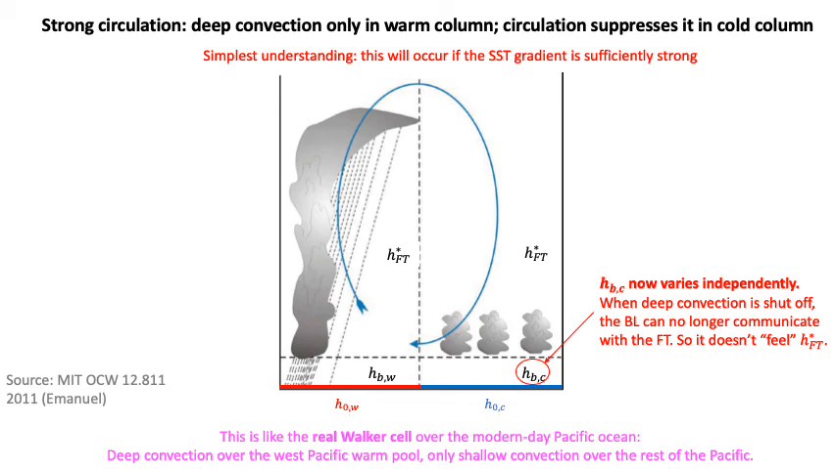And so this is in some sense more like the real Walker cell over the modern day Pacific Ocean, is that most of the deep convection occurs over the West Pacific warm pool, and there's generally a lot of shallow convection over the rest of the Pacific Ocean, including the far eastern Pacific Ocean. So that's an oversimplification, but generally a way to think about this. I'll emphasize that the simplest understanding at the top is an oversimplification as well, but that's probably the most straightforward conceptual way to think about this.